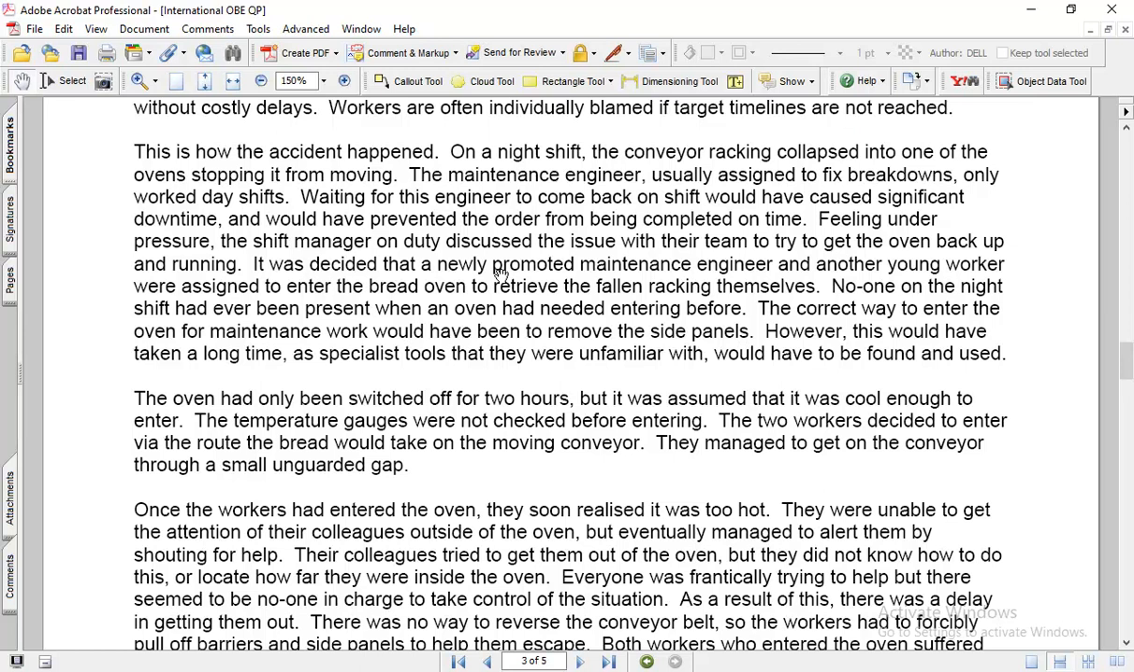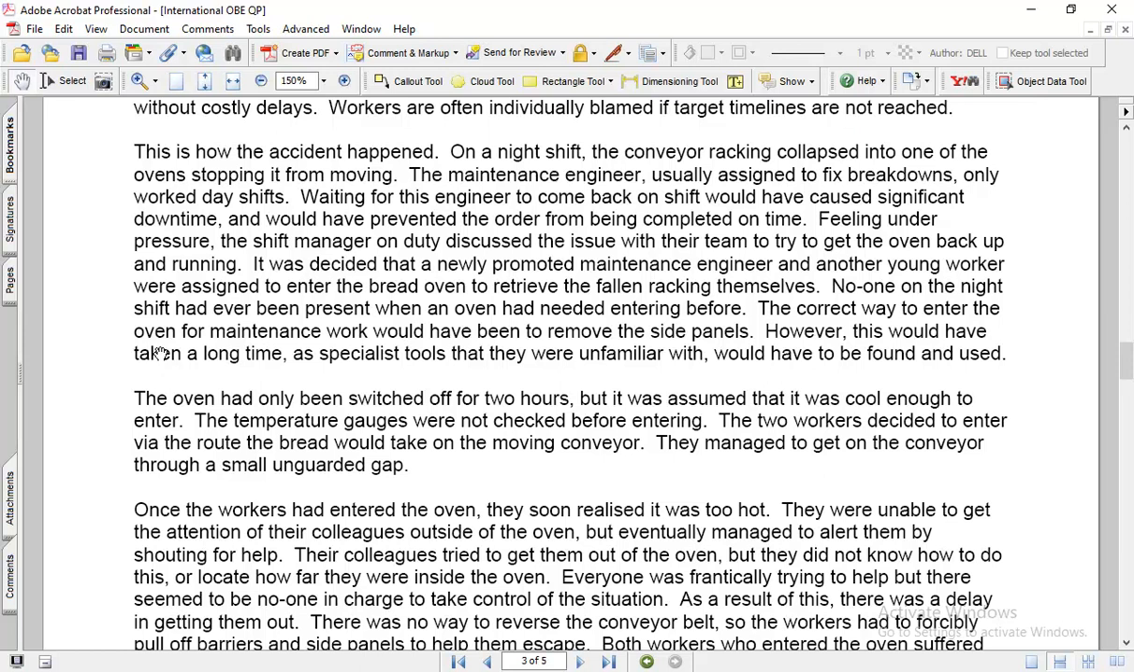So the shift manager just discussed with the team, and they decided that the maintenance engineer and the young worker would move inside the oven and fix the racking. And there was no one in the night shift to take the responsibility to fix it in a proper way.